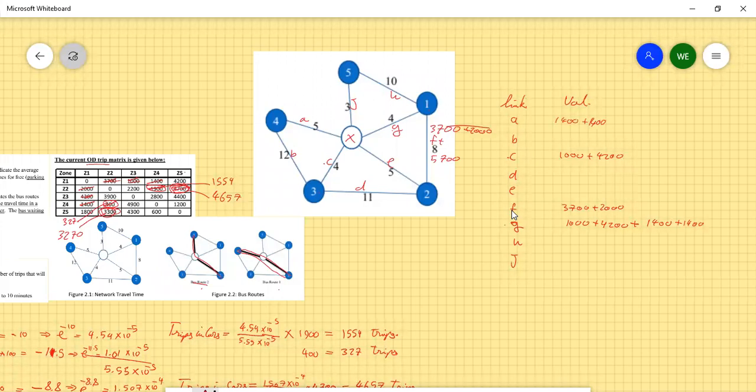Zone 1 to 5. Is it going to go this way or go this way? It's going to be GJ, because H directly it's 10 units. And here it's going to be 4 plus, it's going to be shorter to go through here. So on G, add here 4200 plus 1800. Okay, that's 1 to 5 and that's 5 to 1.